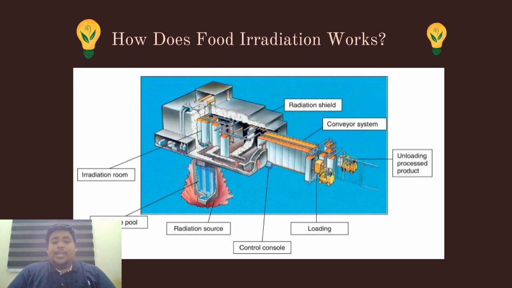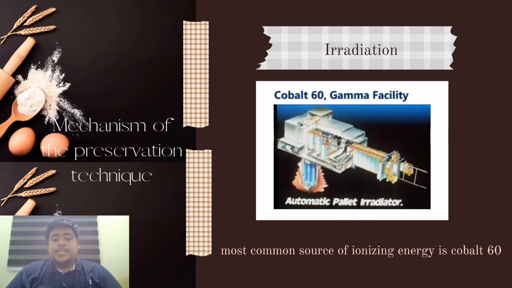And then there is the loading area, where the packaged food is loaded onto a conveyor belt for the treatment, and then at the end of the conveyor belt is the unloading area, where the treated food can be handled immediately, so it can be removed from the conveyor belt. And finally is the radiation shield, where the facility is built with a concrete wall to prevent the gamma rays from escaping into the environment. Like I said earlier, there are three radiation energies that can be used on food, which are electron, gamma ray, and X-ray.